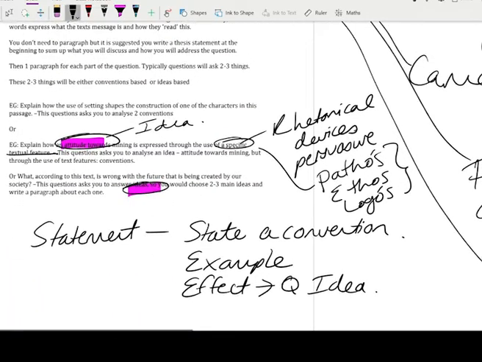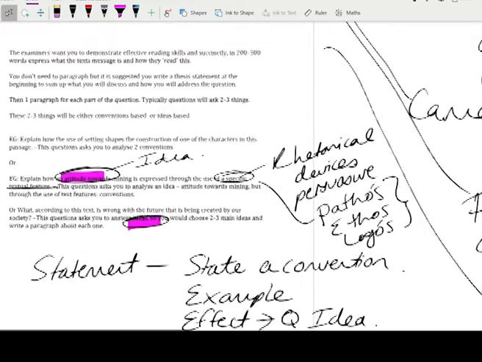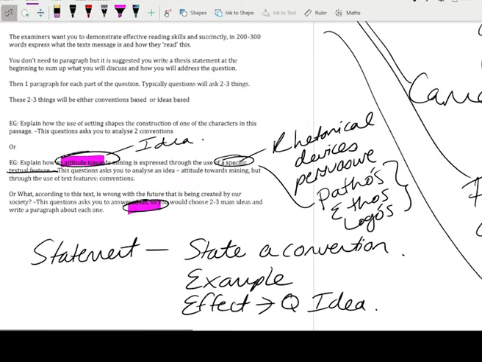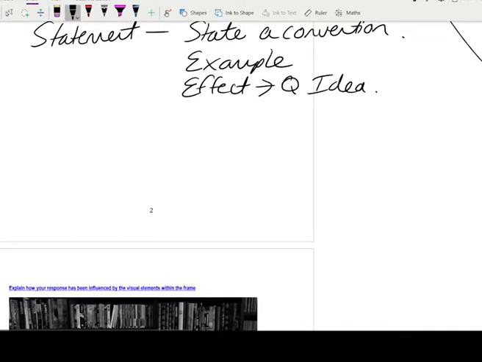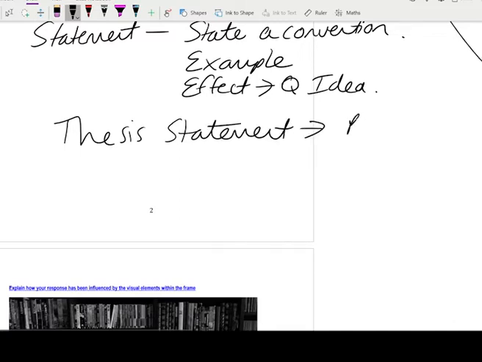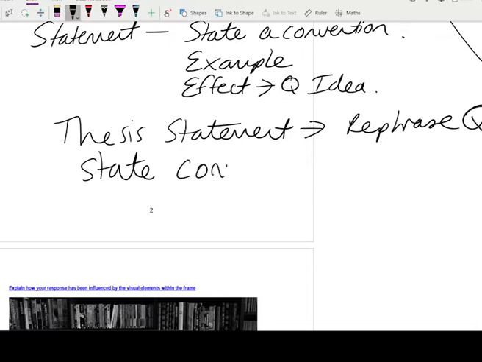Now, there is no set way of writing in this section, but I advise all the time to write in this way that I'm going to show you. I always say, do a thesis statement. This is where you basically rephrase the question and you state what conventions you're going to talk about.